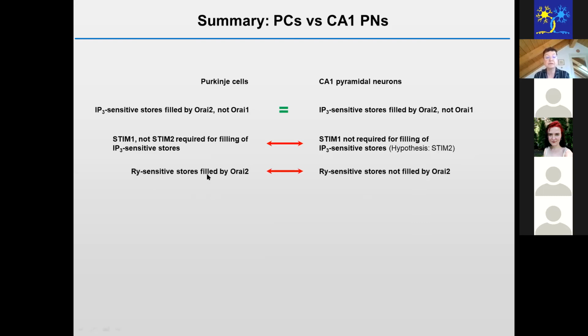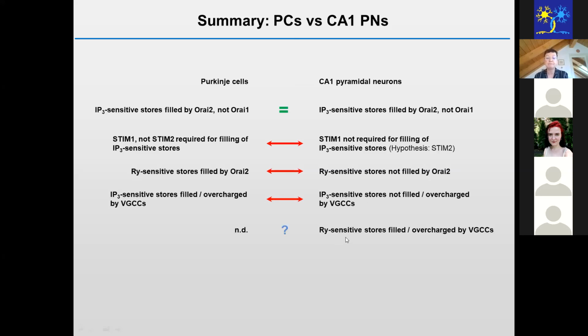In Purkinje cells, also ryanodine sensitive stores are filled by Orai2, which is not the case in CA1 pyramidal neurons. IP3 sensitive stores in Purkinje cells are filled or recharged by voltage gated calcium channels, which is not happening in CA1 pyramidal neurons, where ryanodine sensitive stores are filled and overcharged by voltage gated calcium channels. This experiment has not yet been done in cerebellar Purkinje cells, but my strong expectation is that this would happen. This would also happen for the ryanodine sensitive store in cerebellar Purkinje cells, given the large overlap of the two types of stores.